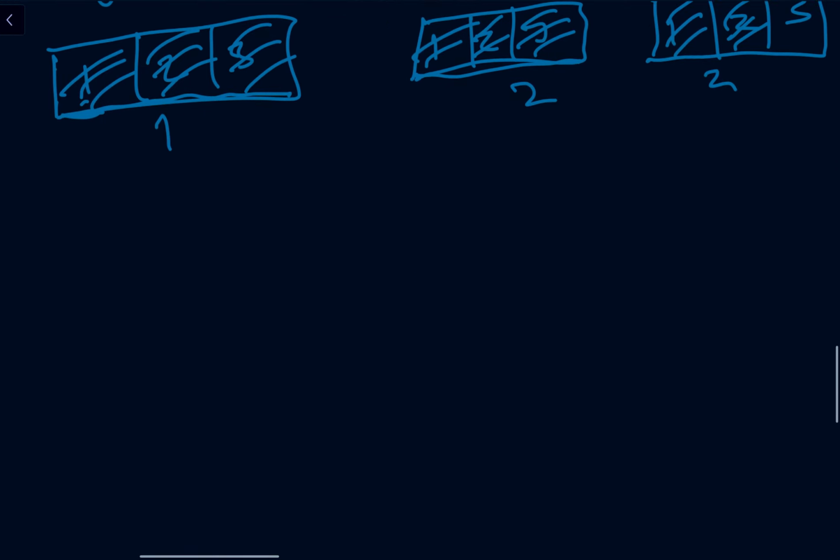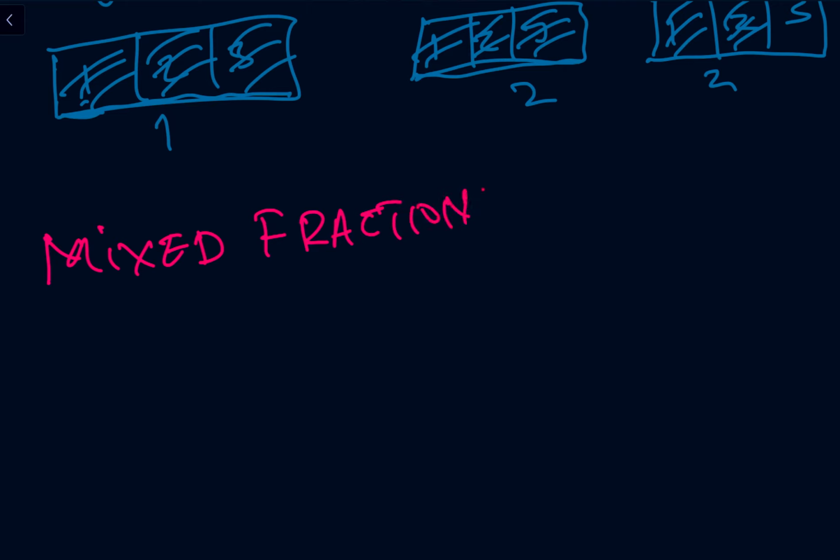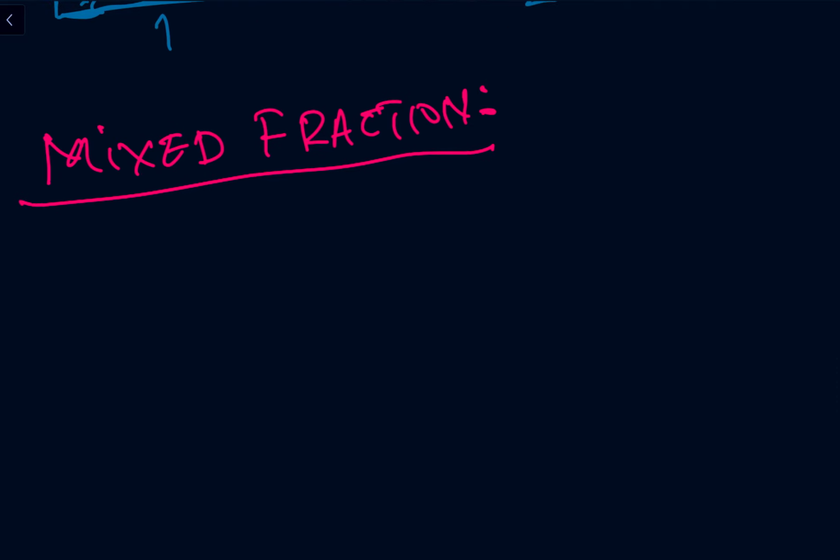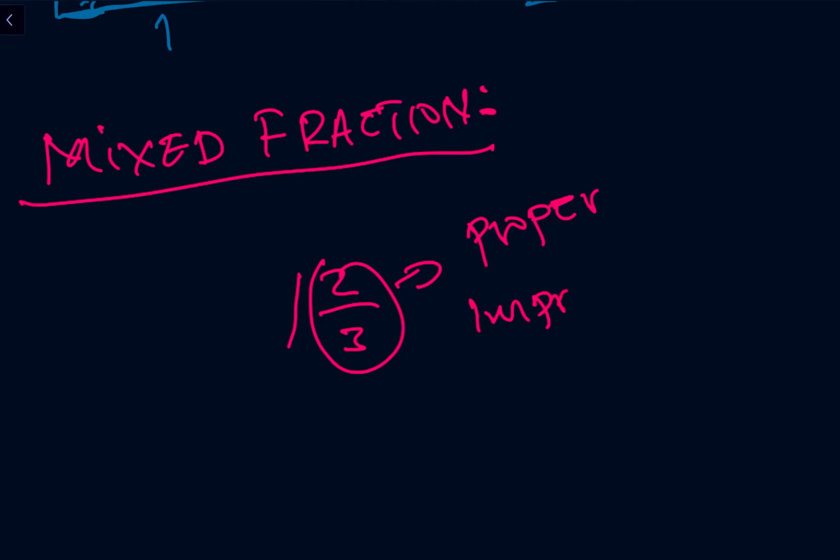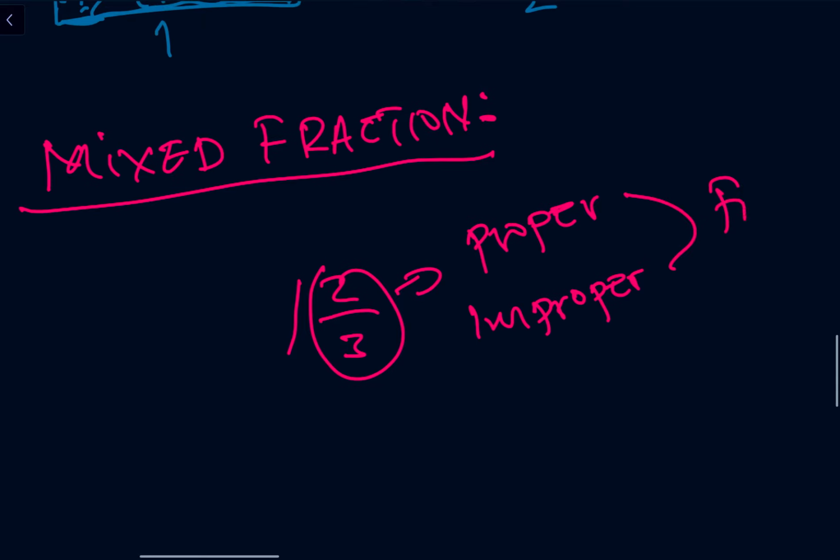And the last but not the least type of fraction is called the mixed fraction. In a mixed fraction, we have a whole number plus a fraction. So I have a whole number, let's say 1, and 2 over 3. And this fraction could be a proper or an improper fraction. It doesn't really matter.